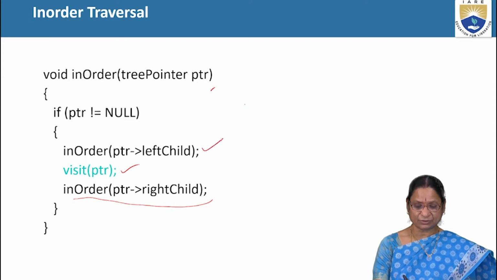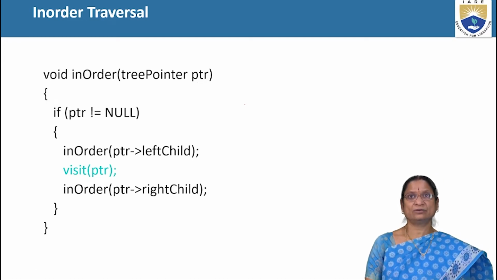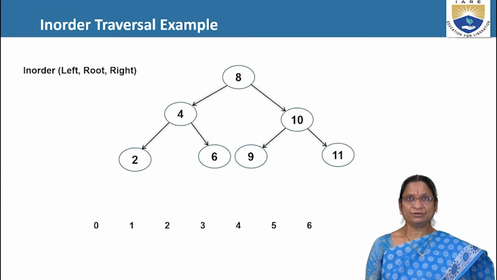This is left child processing. This is right child processing. In between, the node is going to get visited. Right? So, INORDER traversal can be considered for such purposes. So, how it works, we will see with an example. INORDER: left, root, right.